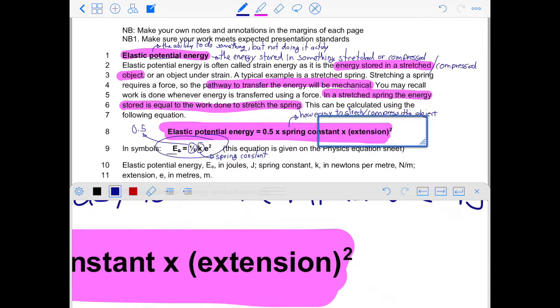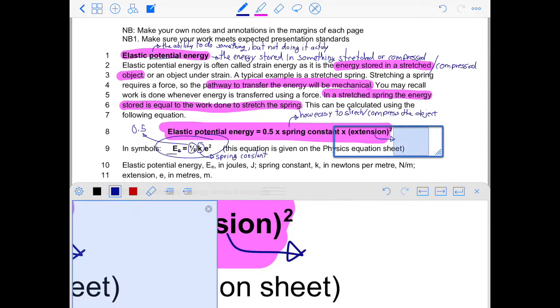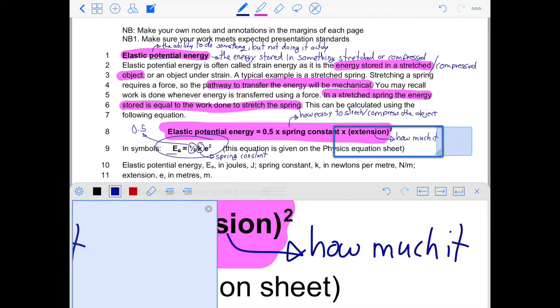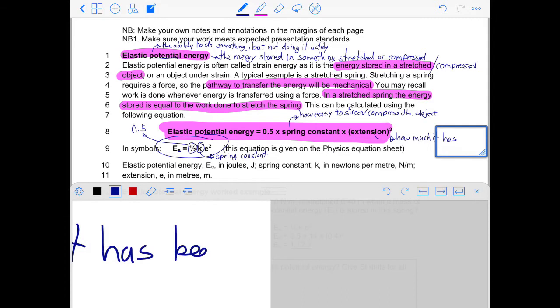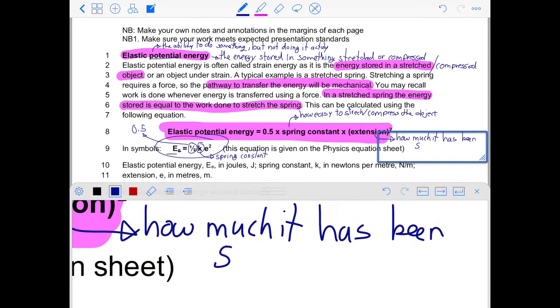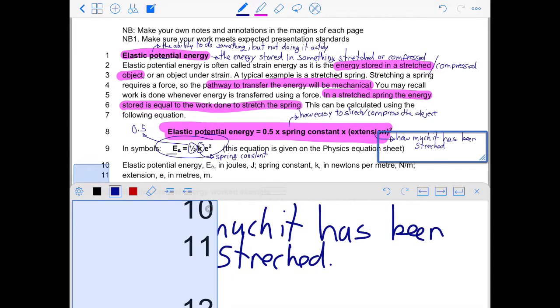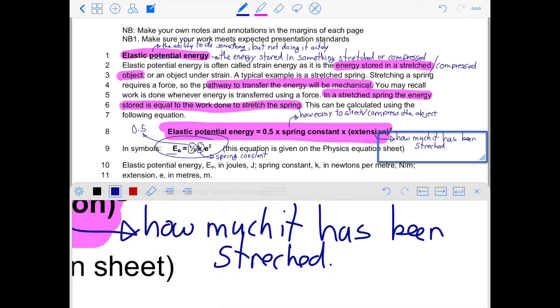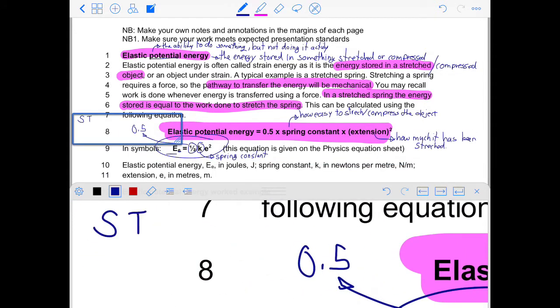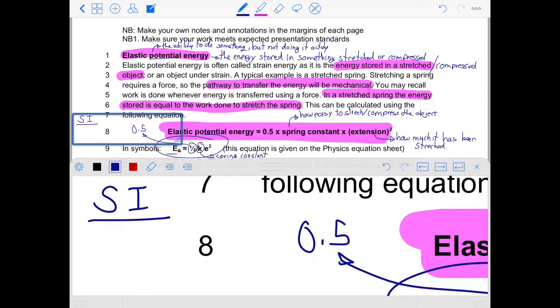And then E stands for the extension. An extension is how much it has been stretched. Now, because of the way that science works, we always work in what we call SI units. So SI is a French term, but it means the scientific. So SI unit is the scientific unit.